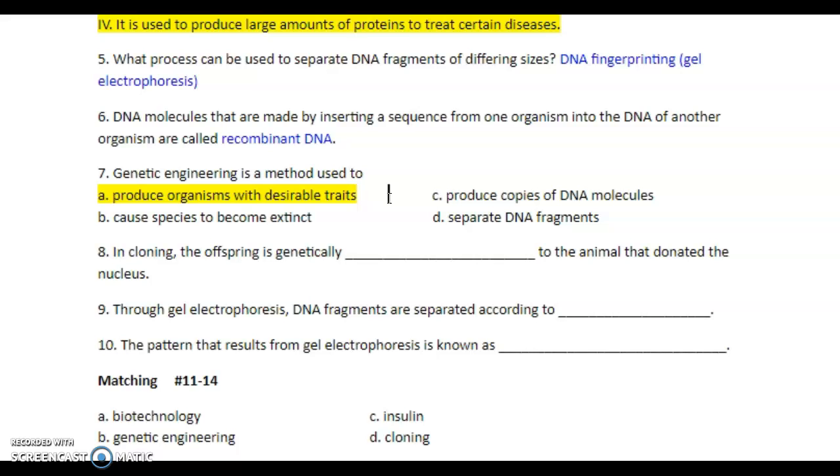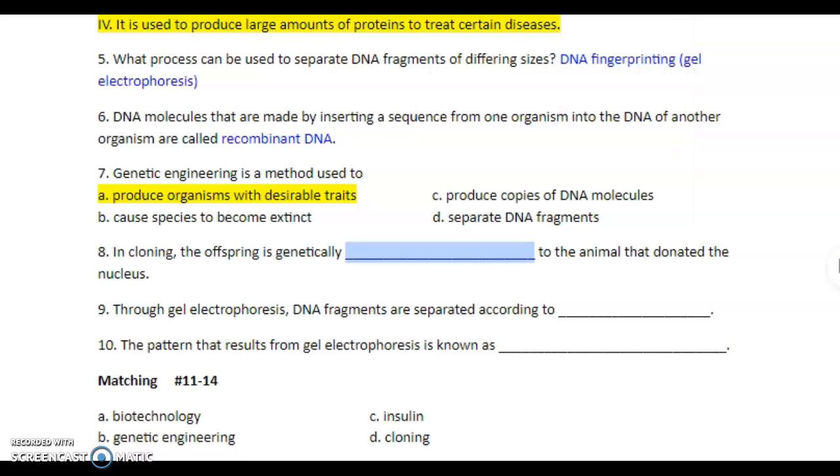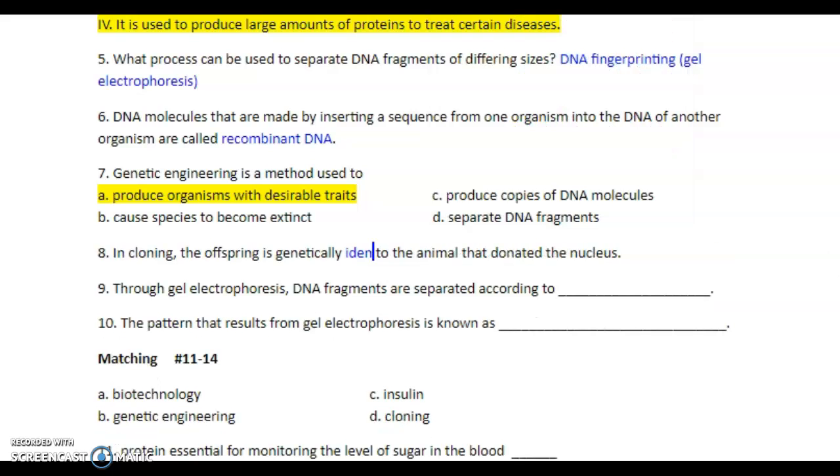In cloning, the offspring is genetically identical to the animal that donated the nucleus. They're going to be genetically identical. Just taking the entire DNA material from one cell and placing it in another, so it's not being modified. It's going to be identical to that original DNA sample.